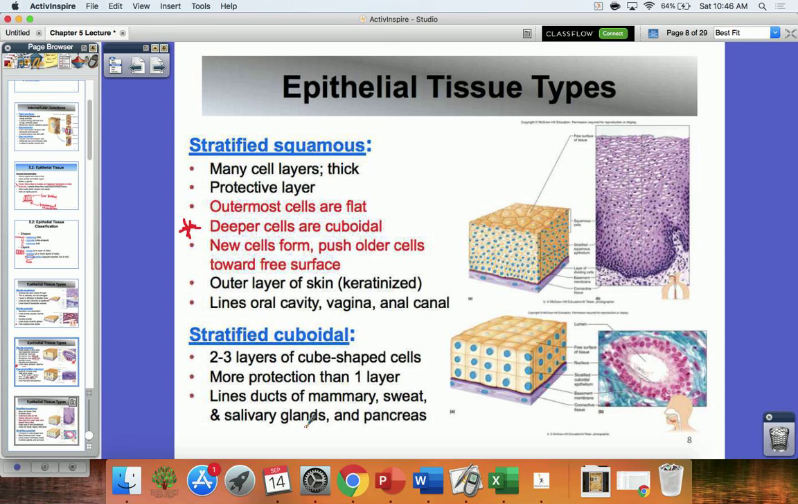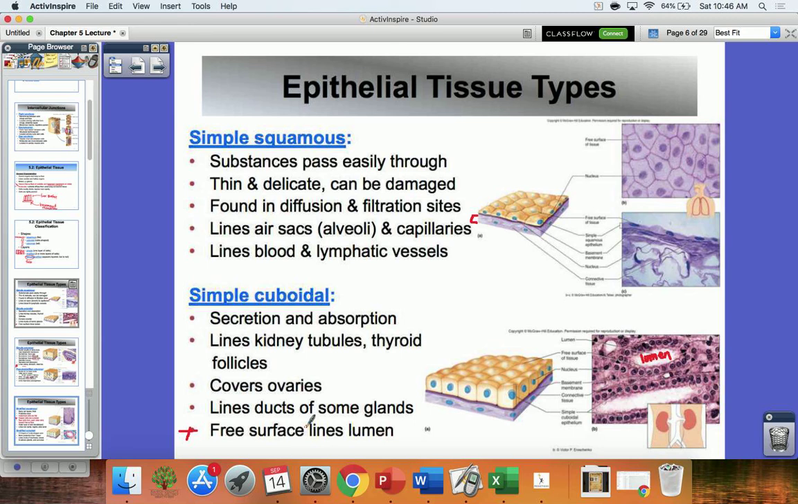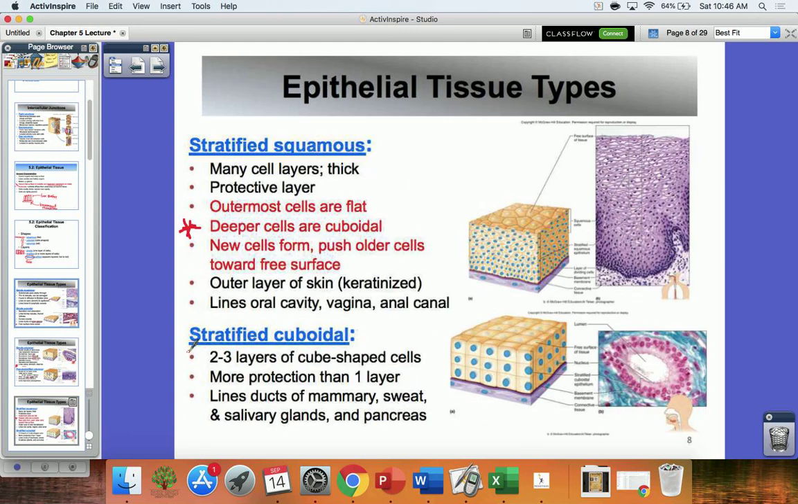So that may be one way to help you remember that cuboidal cells, going back to this one, line some of our glands. Also, of course, our ovaries and things like that, but some glands have simple cuboidal. Whereas with stratified cuboidal, several glands, mammary, sweat, salivary, and pancreas will all be types of glands that have some stratified cuboidal cells or tissue in it.